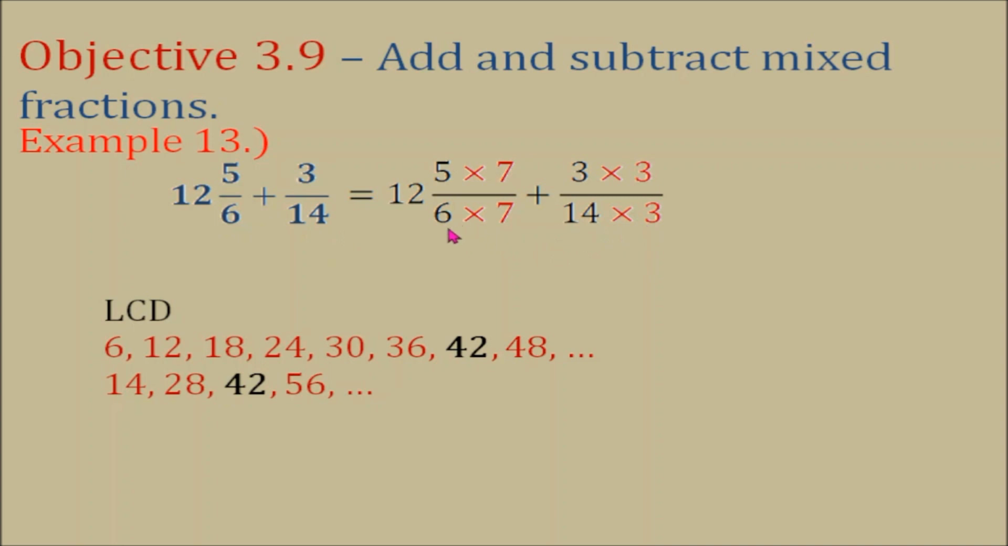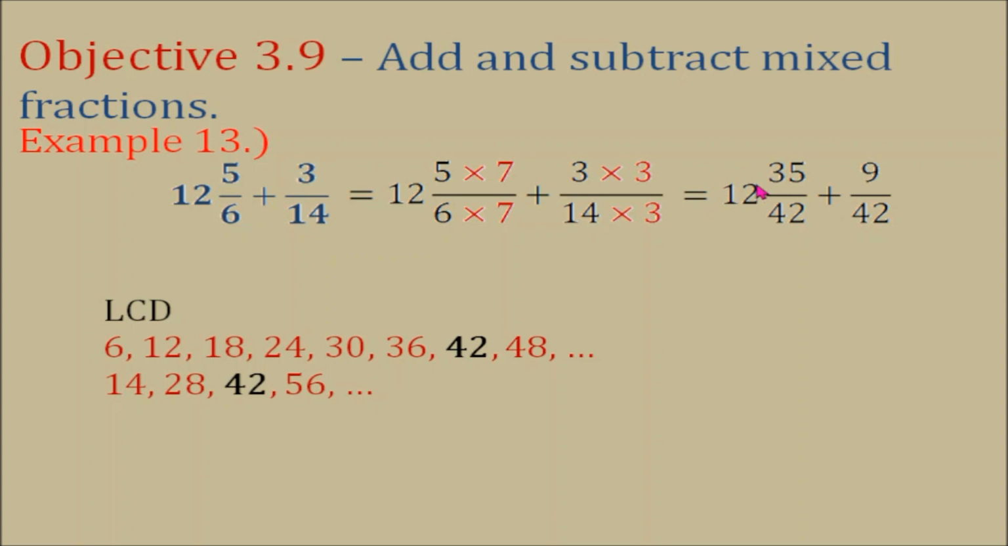Since we multiply the denominator by 7, we are also going to multiply the numerator by 7. And in this part here, since we multiply the denominator by 3, we also have to multiply the numerator by 3. So 5 times 7 is 35, and then of course 6 times 7 is 42. 3 times 3 is 9, and of course 14 times 3 is 42, and we still have the 12 here.